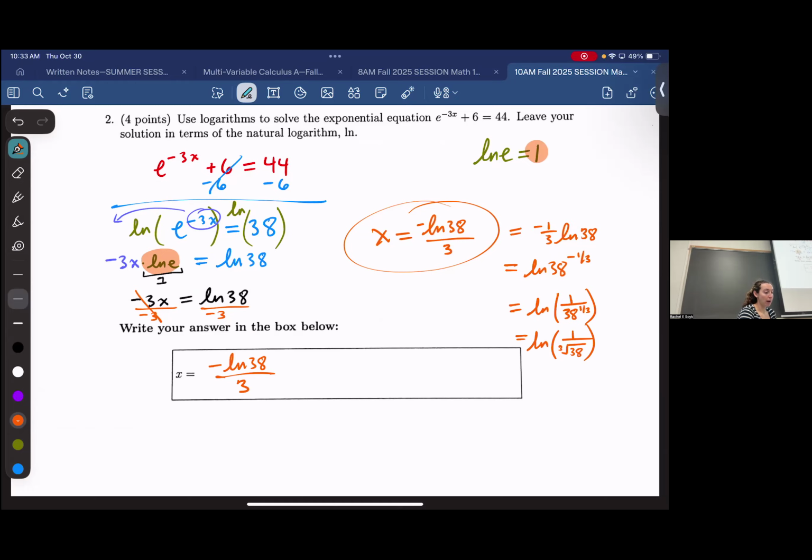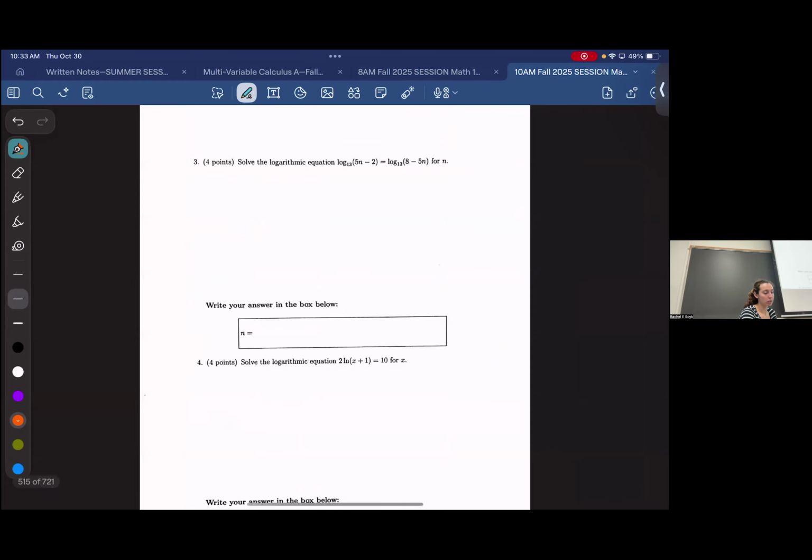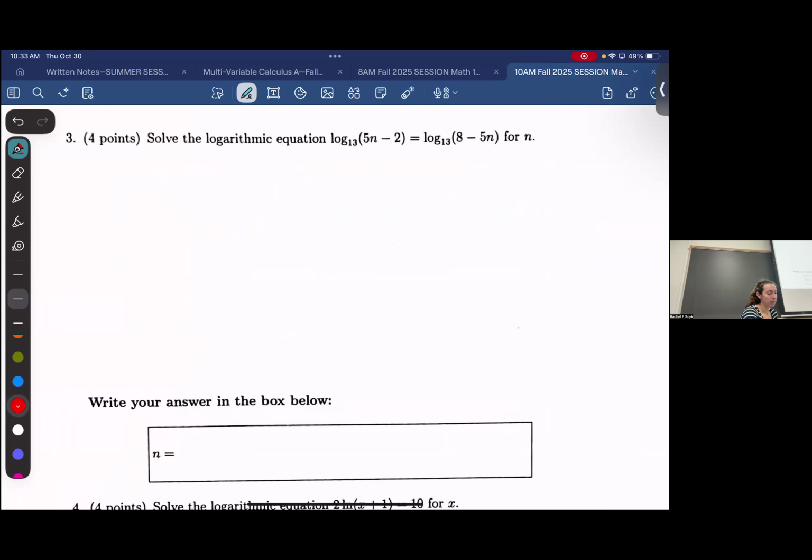Let's move on to the back page. We have question 3. And this one is a nice straightforward one because notice how we have the same base on both sides, a log base 13. So when we're dealing with a logarithmic equation like this, all we have to do is set those expressions in parentheses equal to one another. So we're just looking at 5n minus 2 is equal to 8 minus 5n.